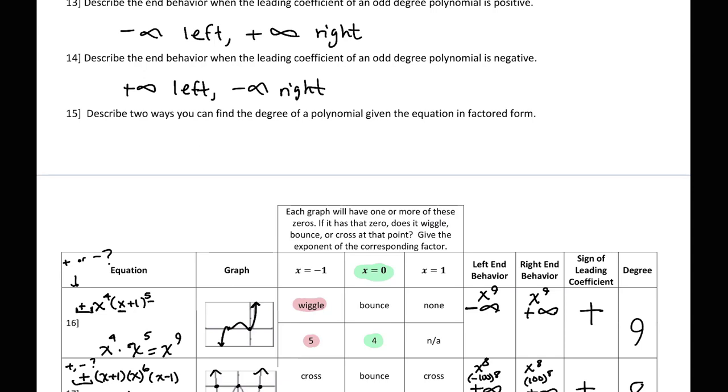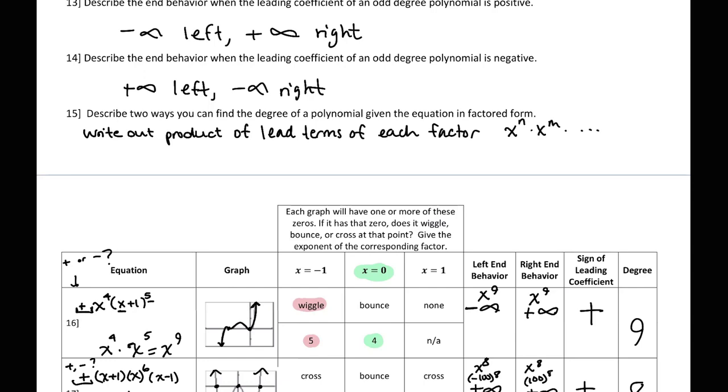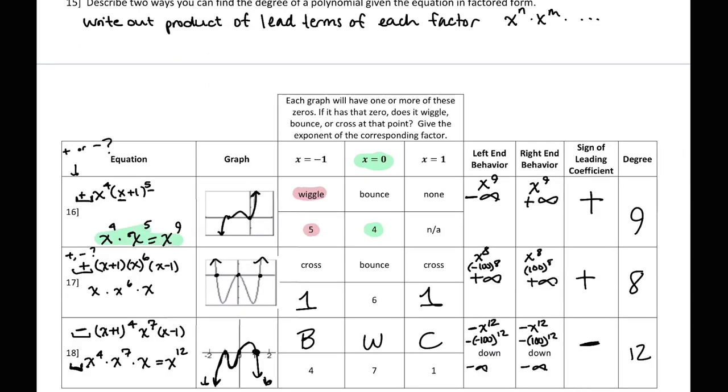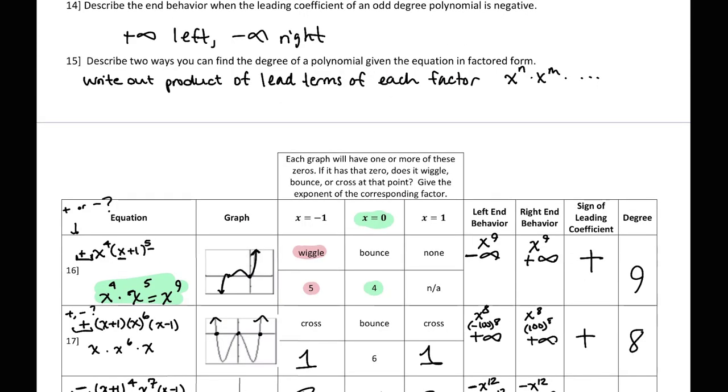Okay, and then let's describe 2 ways you can find the degree of a polynomial given the equation in factored form. Okay, so here's what I was doing. I was writing out the product of lead terms of each factor. So for example, we did like x to the some number n times x to the m times, we did this work right here. Okay, that's one way.